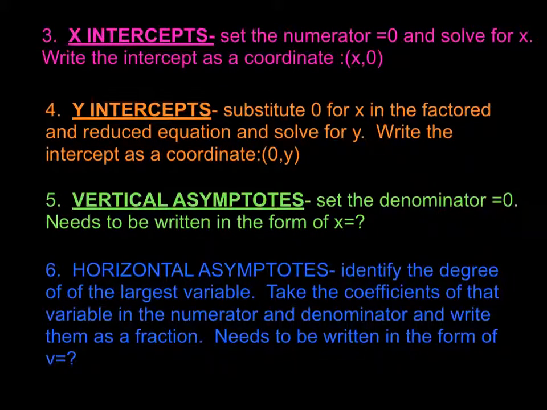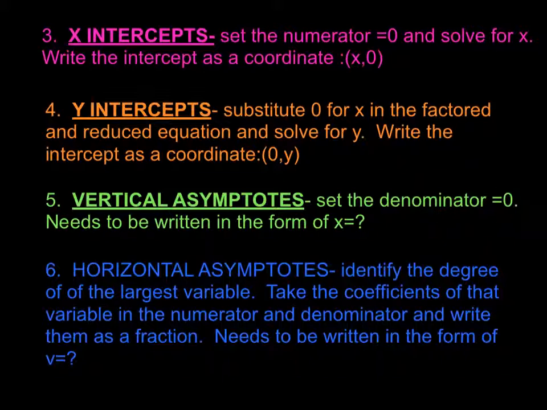3, we're going to find x-intercepts. In a fraction, to find an x-intercept, normally you would set the y equal to 0. However, since we have a fraction, the only thing that's going to matter is that your numerator equals 0. So you're going to set your numerator equal to 0 and solve for x. You're going to write the intercept as a coordinate. And it needs to be written as a coordinate.